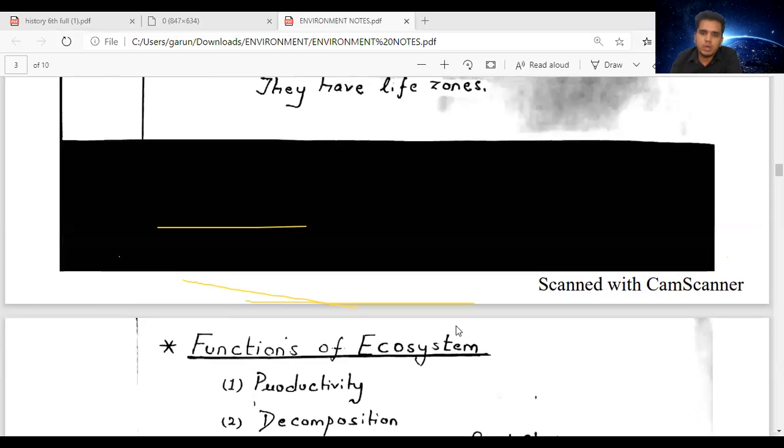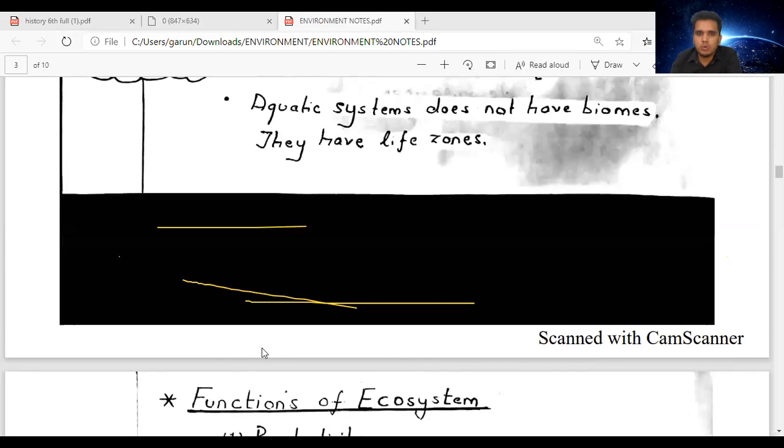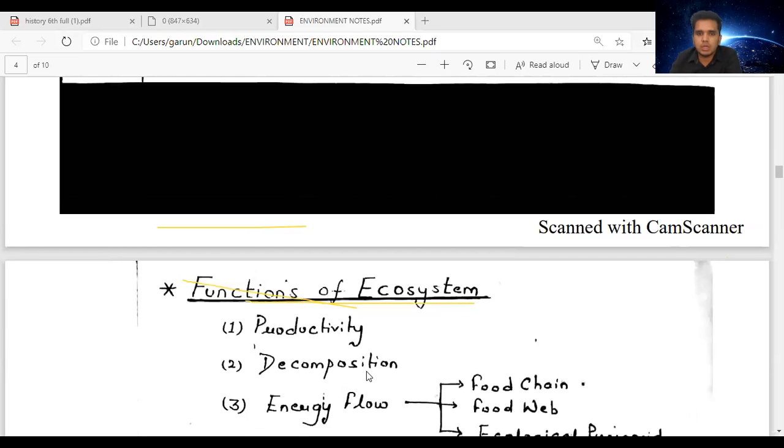So from here we will start tomorrow: functions of ecosystem, that is productivity, decomposition, and energy flow. That's all for the day. If you are having any doubt, then you can ask me.